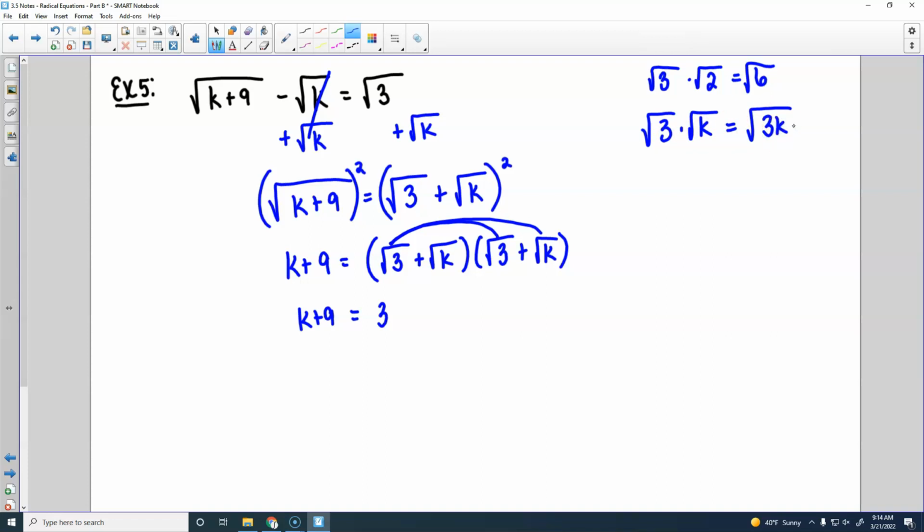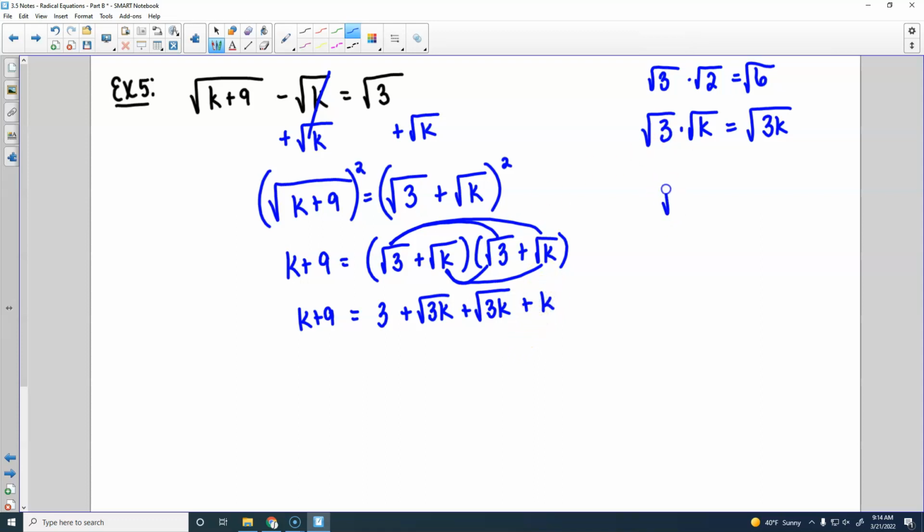So we're going to get square root of 3k there. This is a little different because both of those are underneath the square root. So we're going to get square root of 3k when we do that square root of 3 times square root of k. And then we'll get another square root of 3k whenever we multiply those two together. And for the last, square root of k times square root of k, we'll just get a k there.